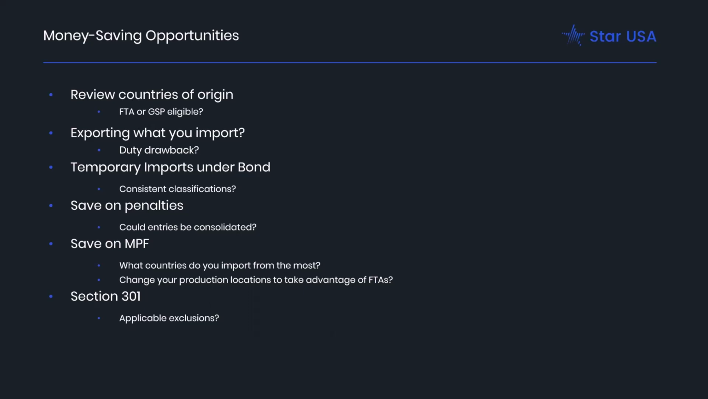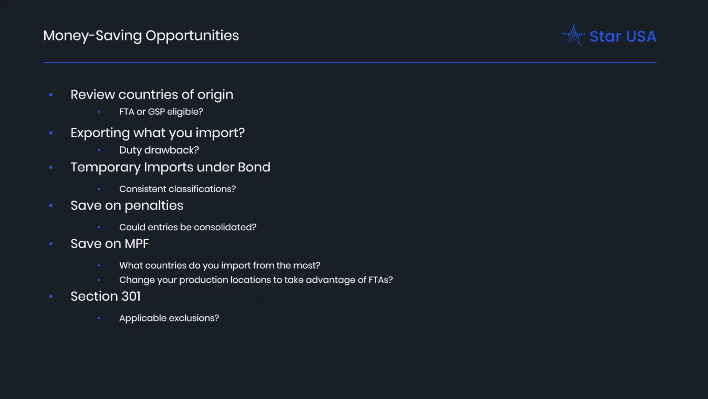You can also run reports. You should run reports, especially if you have minimal broker contact, to review and make sure that your broker is claiming the correct type of entry and not using TIB just because something's being returned for repair. If you have opportunity for FTA, that will save you on merchandise processing fee. And for Section 301, you can check and see if there are any available exclusions for 301.